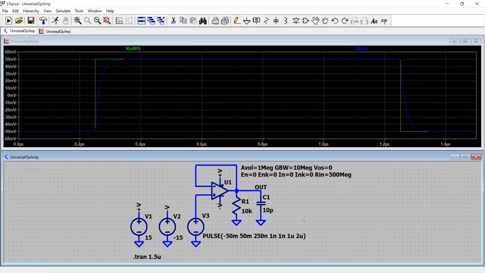So in the second part, we'll explore some inverting and non-inverting configurations. Till then, stay tuned for more content.